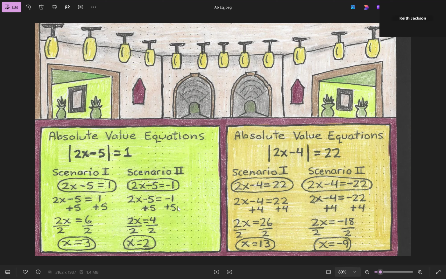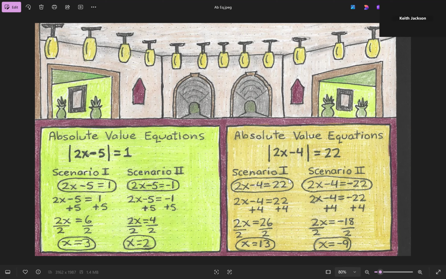And let's move on to scenario 2, in which we have 2x minus 5 is equal to a negative 1. Again, we can add 5 to both sides. But in this case, we have 2x is equal to 4. And let us divide both sides of this equation by 2 in order to further isolate x. And when we do that, we will discover that x is equal to 2, because 4 divided by 2 is equal to 2. So in our two scenarios, x can be equal to 3 and x can be equal to 2, right here for our first absolute value example.